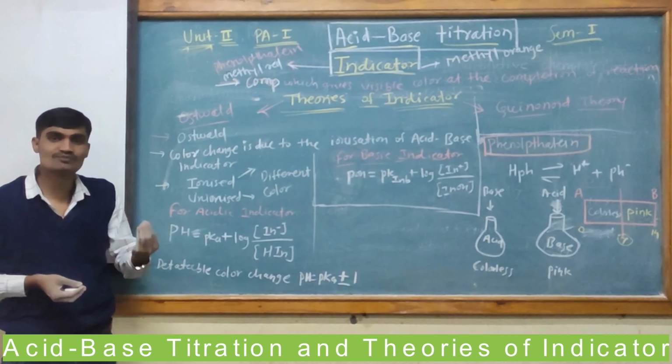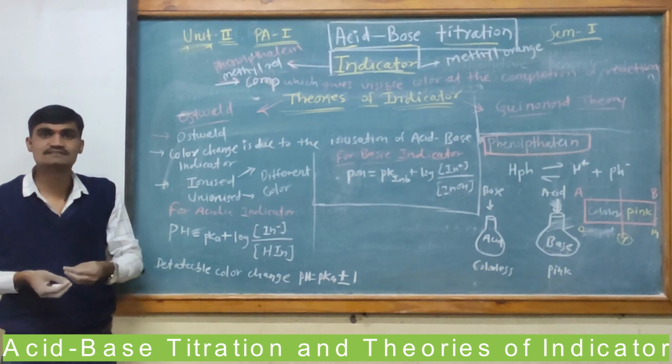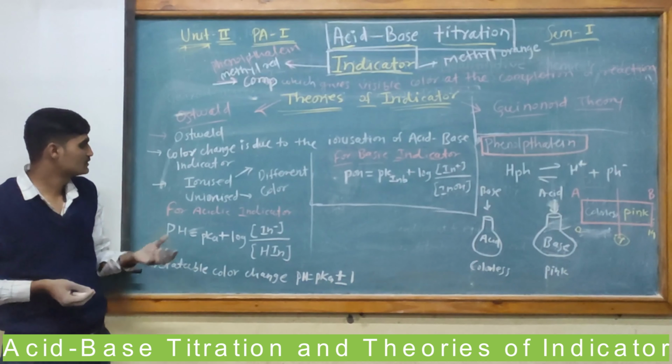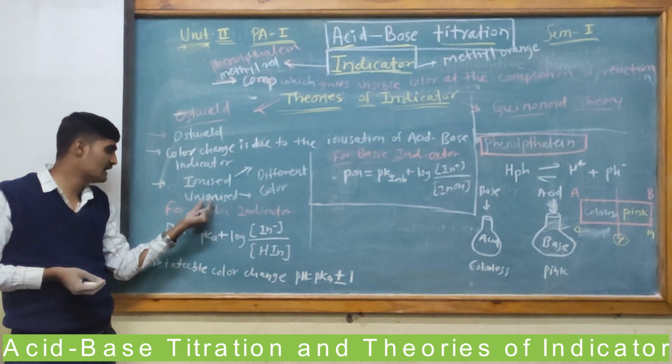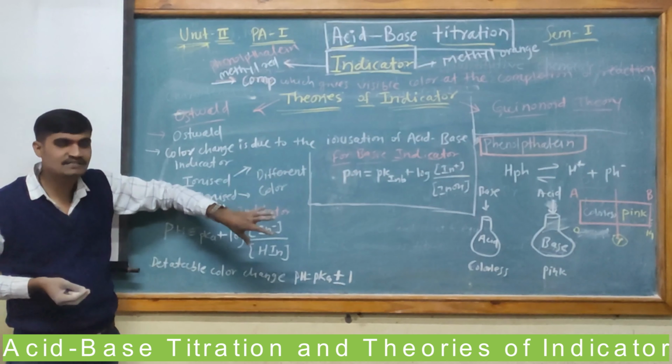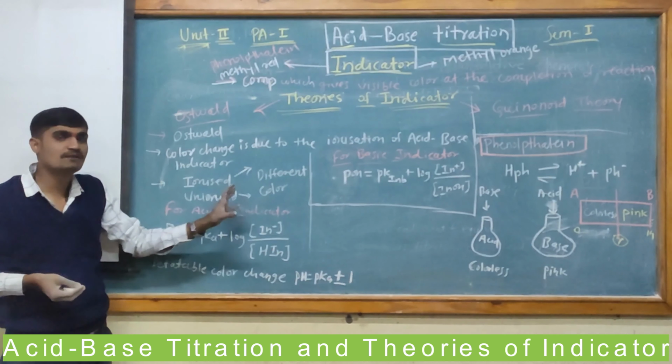It gives two dissociated forms: one is a positive form, the second is a negative form. Because of that, it gives the color change. So the ionized form and unionized form have different colors. In acidic condition and basic condition, they show different colors.